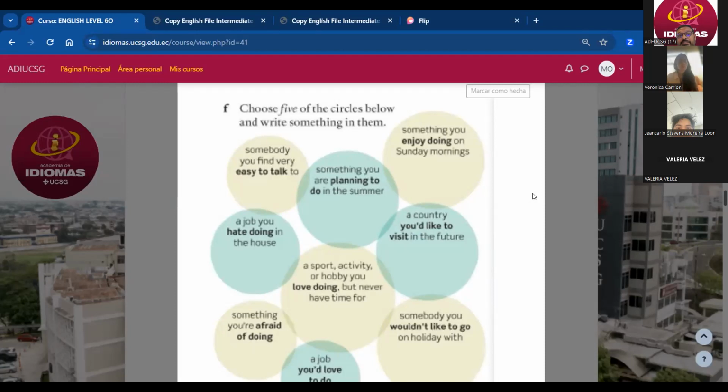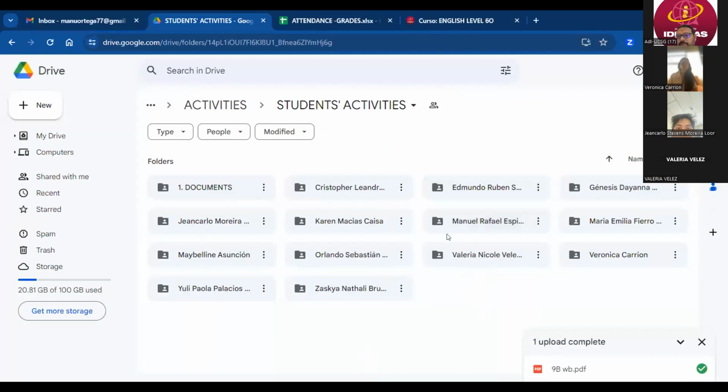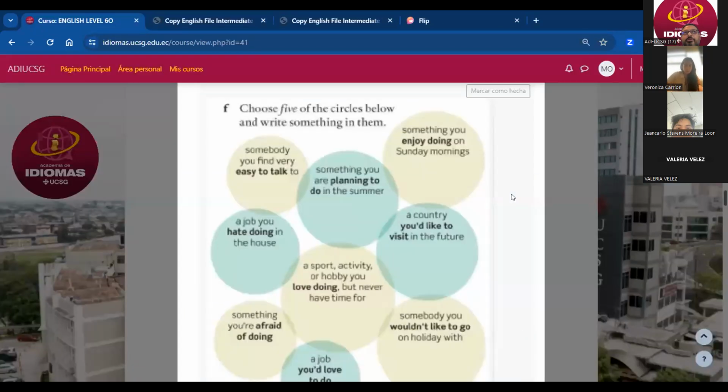Once again, this is a writing activity. You're going to create that document, a Google Doc, on your Drive folders, and then you answer 5 of the circles. We are talking about 2 lines for every circle, so we get 10 lines. Let's start with 15 minutes. Starting now, we have 15 minutes for this activity.